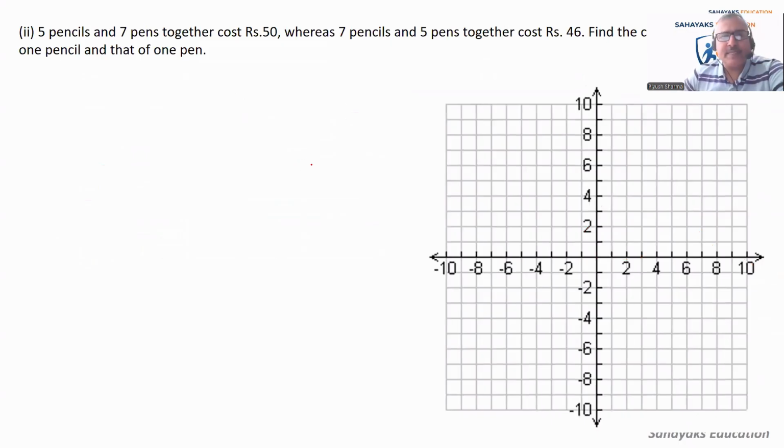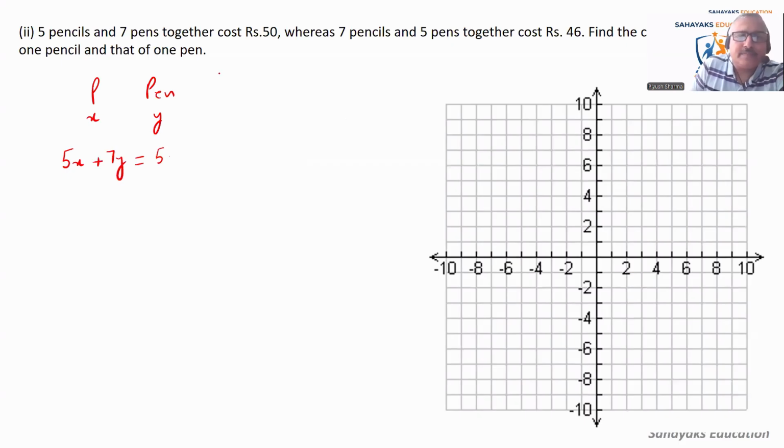5 pencils and 7 pens together cost rupees 50. Okay, so I can say the pencil costs x and the pen costs y. I can say 5x plus 7y is equal to rupees 50. This is the first equation. Now 7 pencils, 7x plus 5y comes out to be 46. This is the second equation.